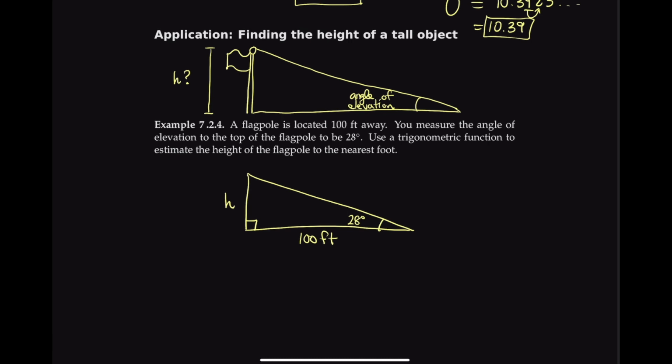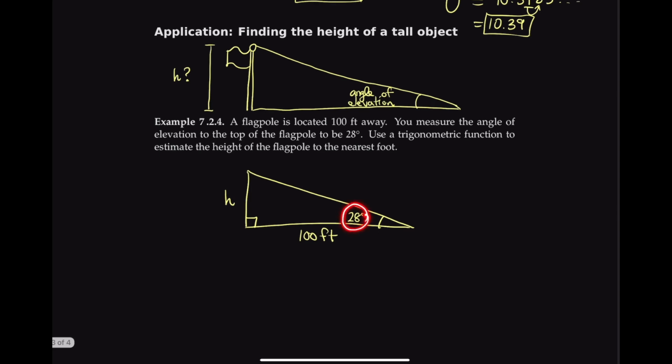But what we have then is we need to find h. We have 100. Let's figure out which of our trig functions helps us here. We have our angle. We have the opposite side that we're looking for, and it looks like we're given the adjacent side. So we have angle, opposite, and adjacent. That means we need to use the tangent function.